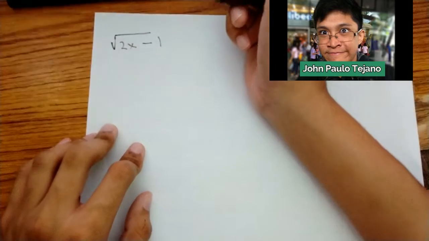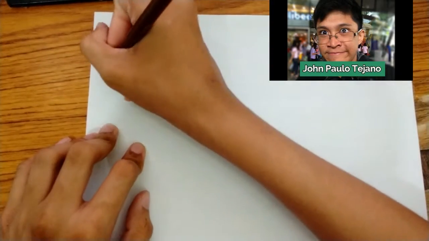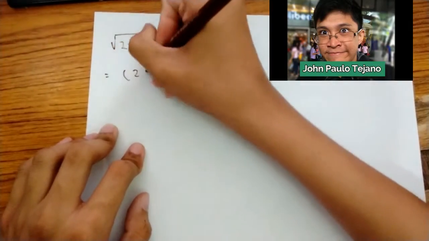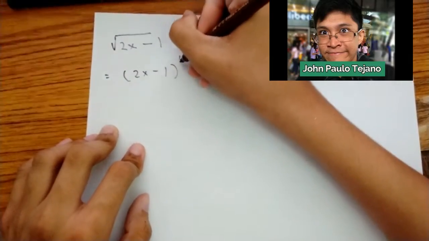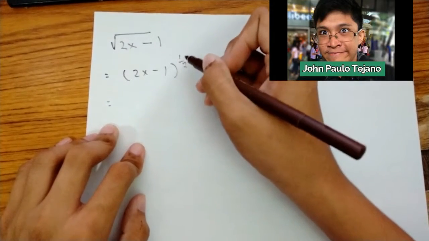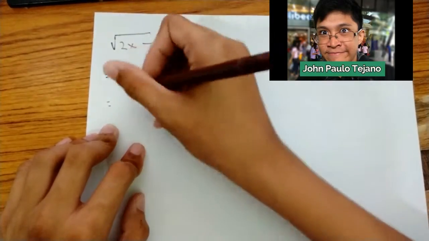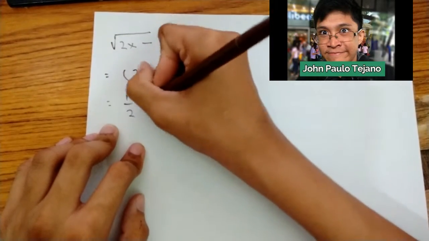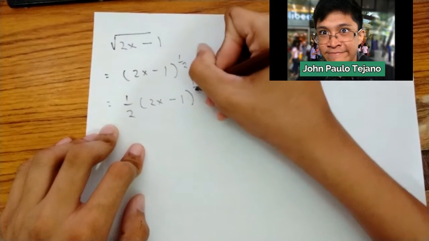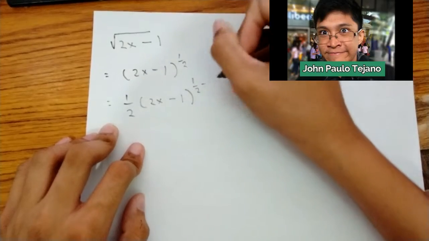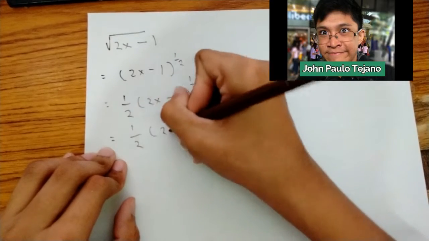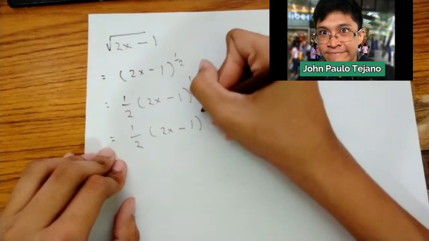So here's my given: square root of 2x minus 1. First, you need to raise it to 1/2 because of the square root. Raise to 1/2. Then you'll distribute the 1/2 beside the given. Then we'll subtract 1 from the 1/2. So we'll get negative 1/2.